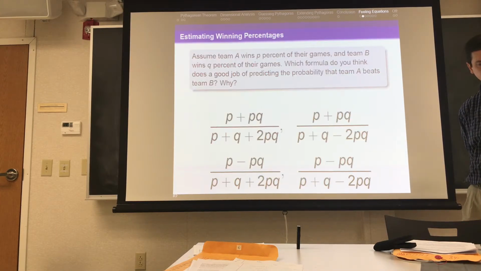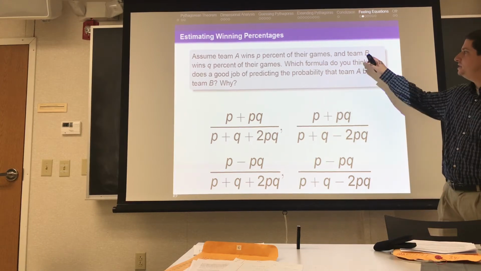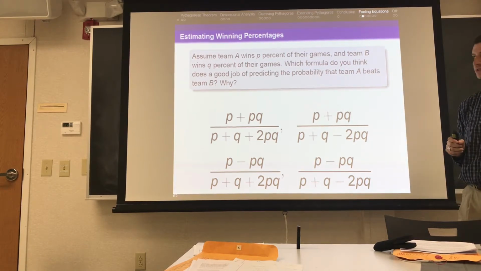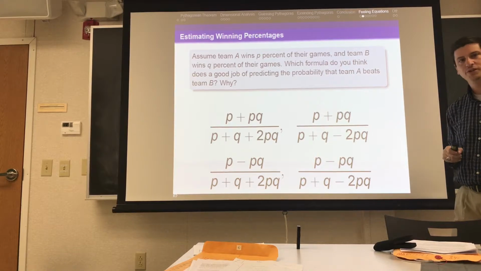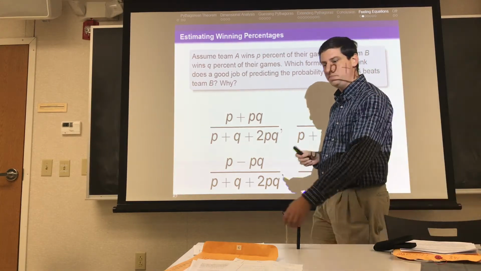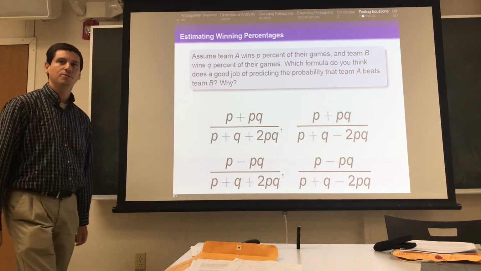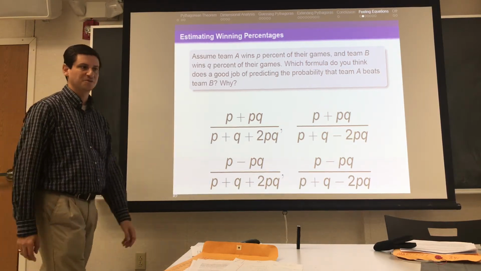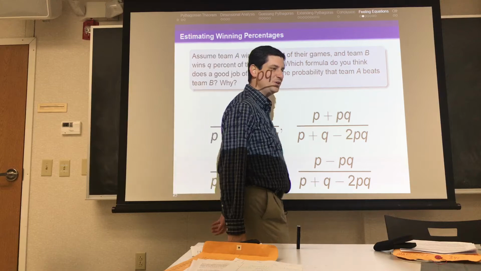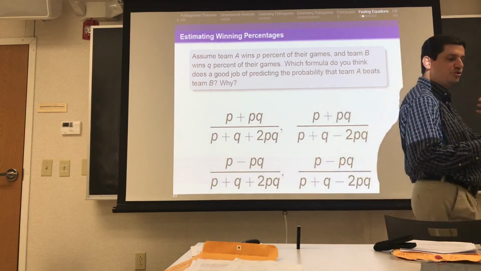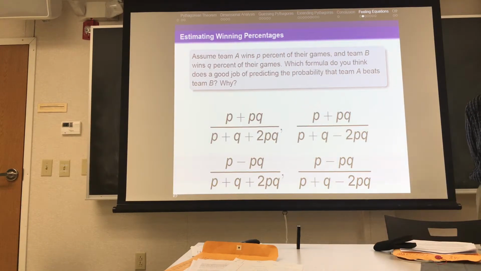I'll just go through one thing. Assume Team A wins P% of their games and Team B wins Q% of their games. Here are 4 formulas to predict the probability that Team A beats Team B. One of these formulas actually does a pretty good job. 3 of the formulas suck. Which formula do you think does a good job? And what would you do to try to figure out which one?